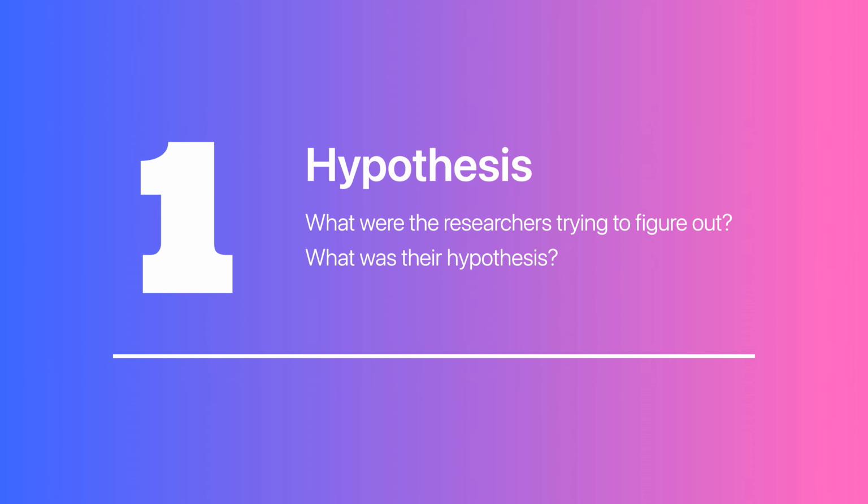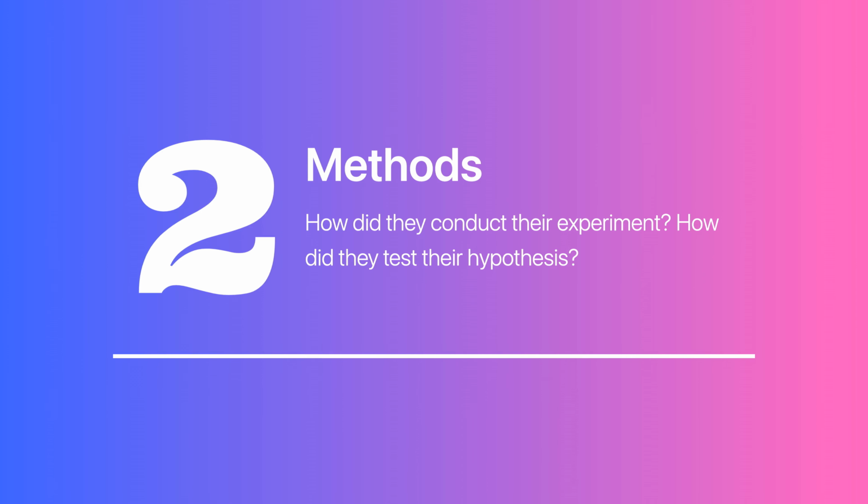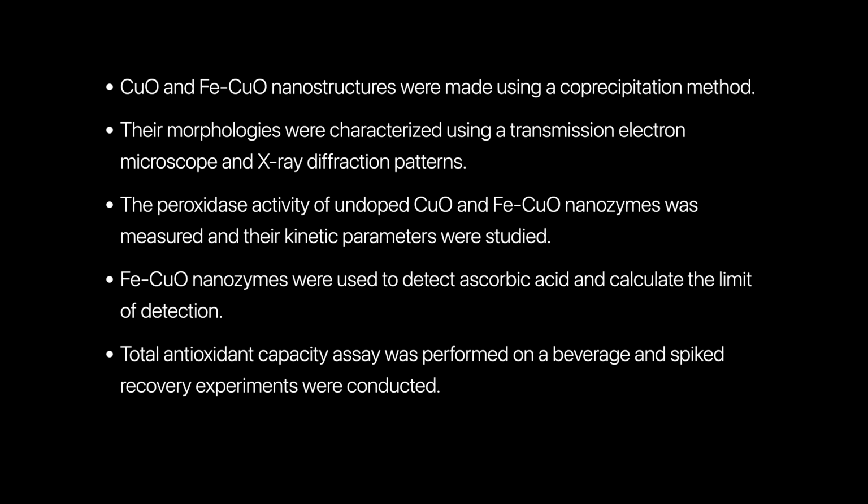1. What were the researchers trying to figure out? The researchers hypothesized that Fe doping could enhance the peroxidase-like reaction rate of CuO nanostructures, leading to a higher enzyme-like activity for biosensing applications. 2. How did they conduct their experiment? The researchers prepared CuO and Fe-CuO nanostructures using a coprecipitation method, characterized their morphologies using a transmission electron microscope, and recorded X-ray diffraction patterns to study their morphology and structure.